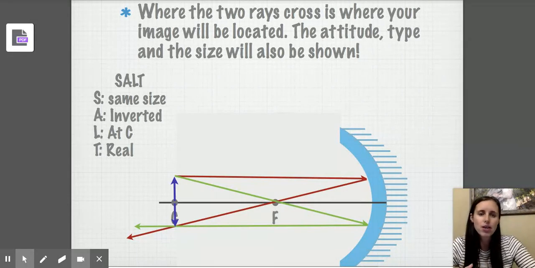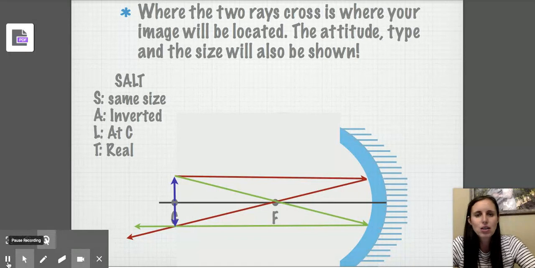Tune into the next video, and I'm going to deal with diverging mirrors separately because they're a little bit of a separate beast. Good news is there's only one type of image that a diverging mirror can form. It's just a little bit more complicated. So whenever you're ready, go ahead and take a look at the next video, and we're going to discuss diverging mirrors.